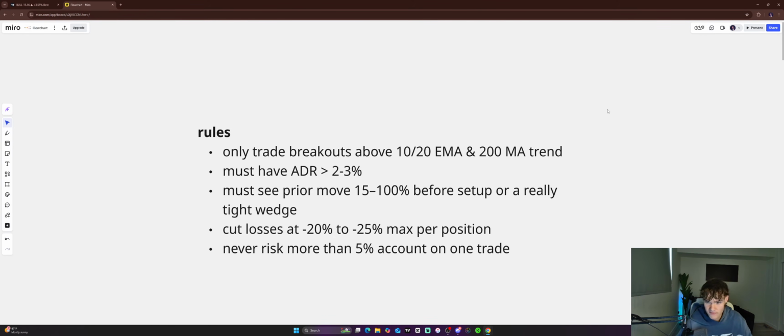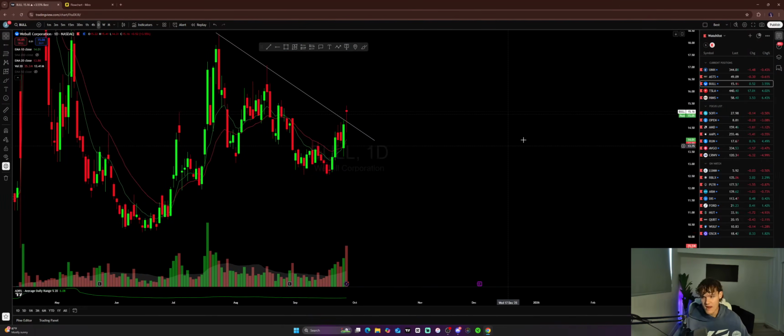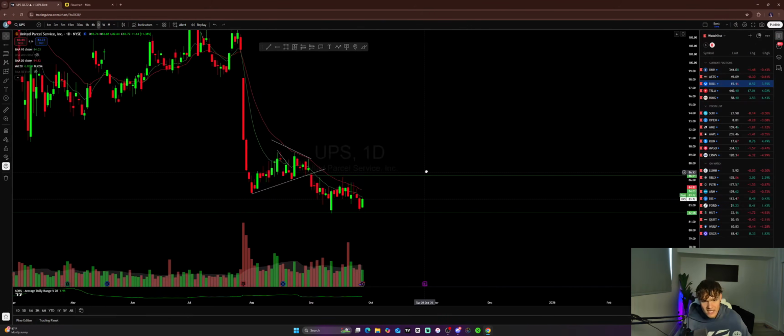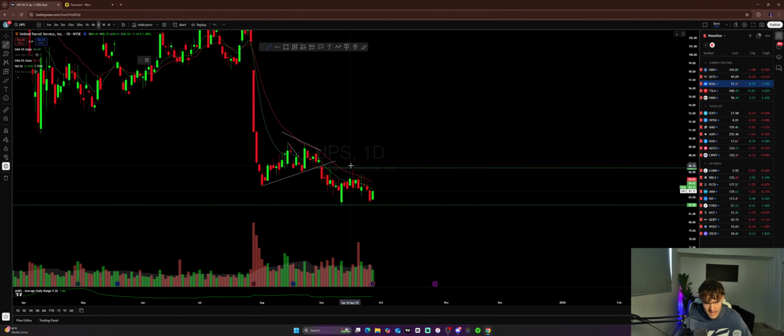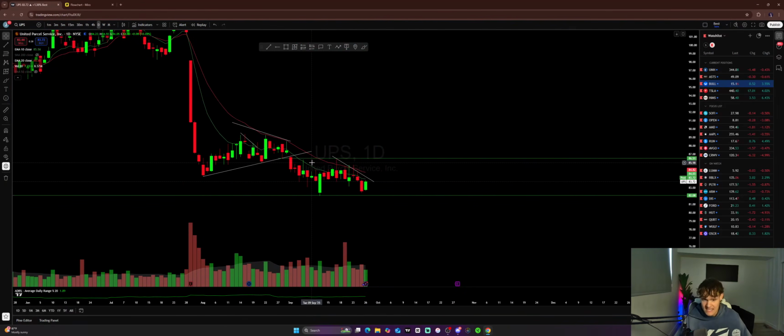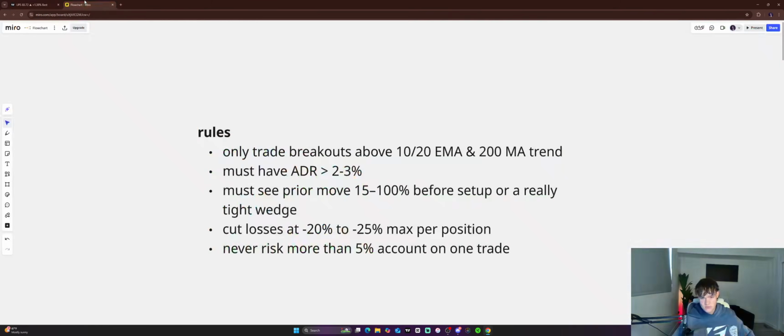So the number one thing that I want to talk about is only trade breakouts when we're above the 10 and the 20, right? It's a very, very important concept, very simple. We're not trading setups like UPS, right? If we look at UPS, why would I even look for a breakout right here? You see how this is on a downtrend? It doesn't even look good. Yes, it's building resistance, and yes, it could do something like this, but it's below the moving averages. That's something where you just want to stay away from.